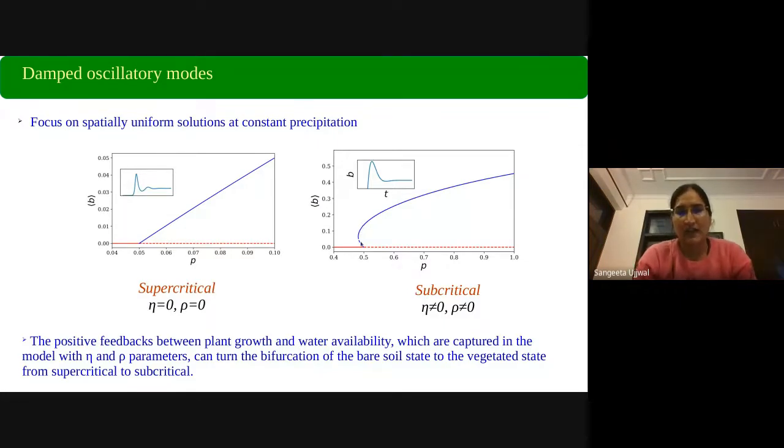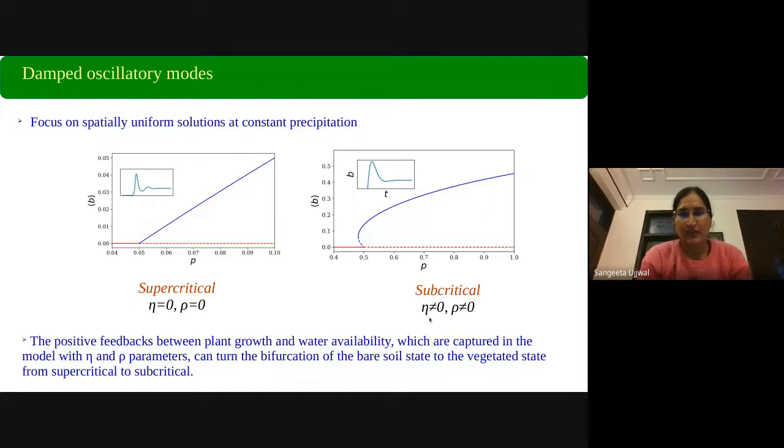Because once the biomass collapses to the bare soil solution, then even if we change the precipitation by some value, it is not able to recover to the vegetation state. So eta and rho induce these positive feedbacks. Eta is the positive feedback due to the root to shoot ratio in plants, and rho is the positive feedback due to evaporation or shading of the plants. So rho denotes the shading feedback, and eta denotes the root to shoot ratio feedback.